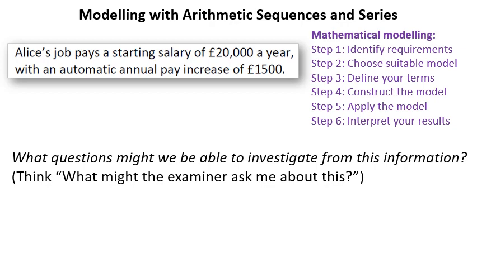Here's a few suggestions for what happens when you apply a mathematical modeling approach. You identify the requirements: you figure out what you actually need from your mathematical model. You choose a suitable model. In other words, you determine how you're going to set up the situation in mathematical terms. You define your terms clearly. So if you're introducing variables, letters to represent certain values, then make sure it's clear what they are. You construct the model, so you build your equations, for instance, and you apply the model. Maybe you solve or you calculate certain things. Then finally, you interpret your results within the context of the original situation.